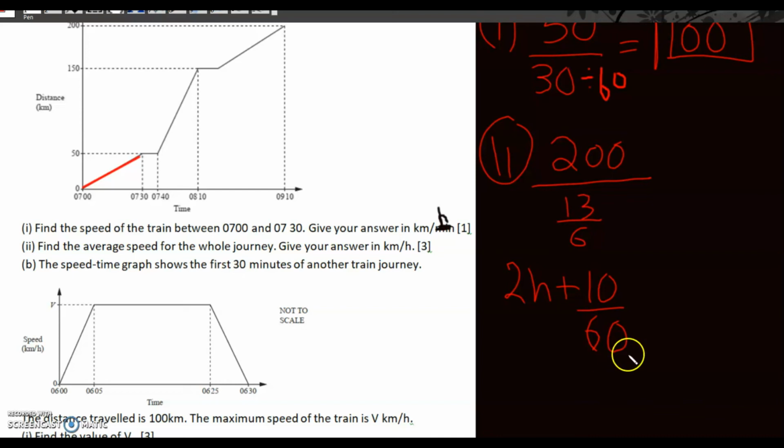which gives 92.3 kilometers per hour, rounded off answer. Sorry, kilometers. Yes, kilometers per hour, not hours. So the unit is kilometers per hour. Okay. Part B.